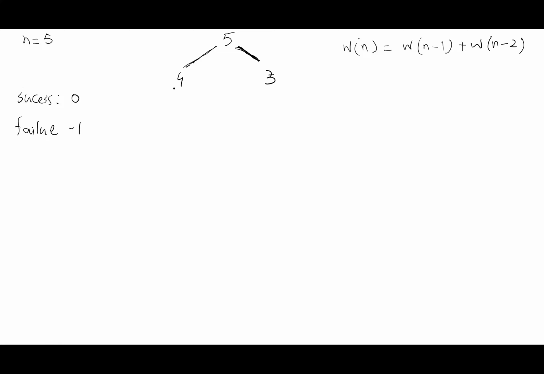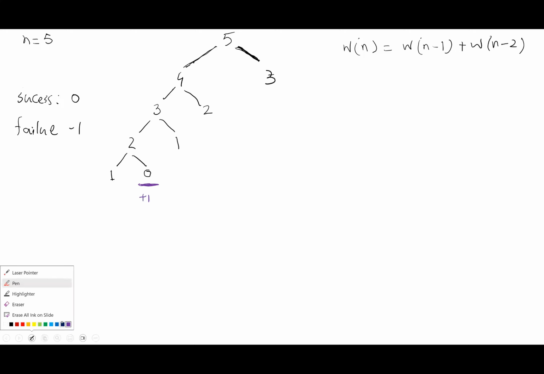So from 4 steps, we can still climb 3 steps, or we can climb 2 steps from 3, 2. And if we take 2 steps, still 1 step is left. From 2, we can get 1 step left, or we have reached 0 steps. So this is a success. That means we have reached the top. And then from 1 we can go to 0, this is also a success.